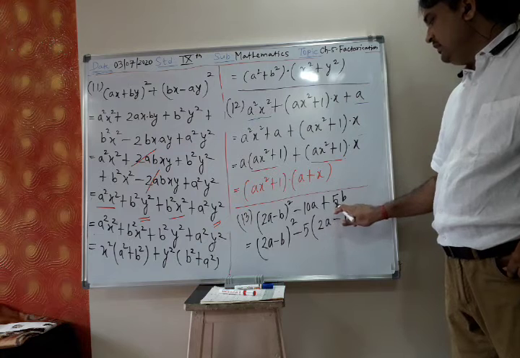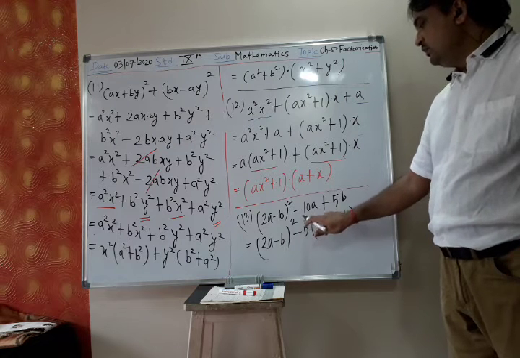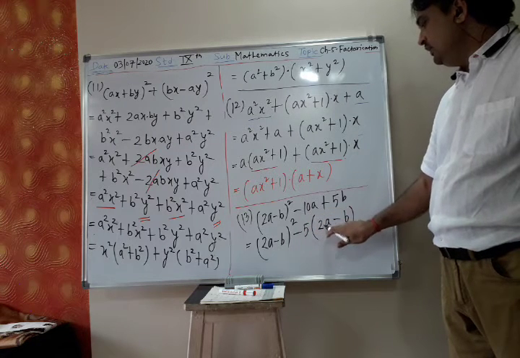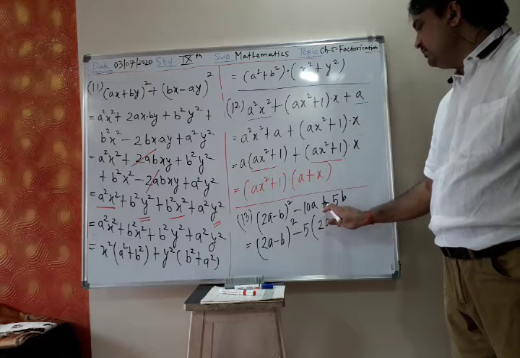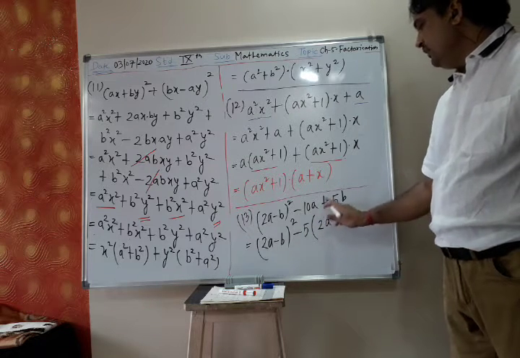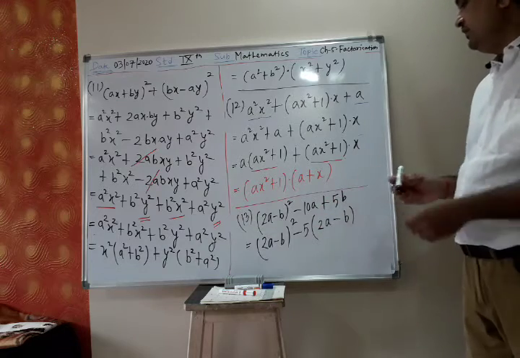Minus 10a and 5b, I have taken 5 common. So 5 2s are 10, 2a. Then minus I have taken outside bracket, so inside sign will change. Plus becomes minus, and 5 already I have taken outside, so b is left.